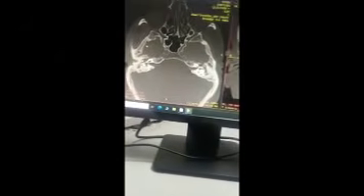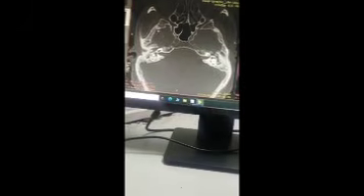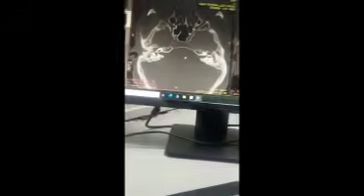Anatomy of HRCT temporal bone. So let's start our video. We need two views: first the axial view, and secondly the coronal view. First of all, we will look at the things that we can easily see in the axial view.